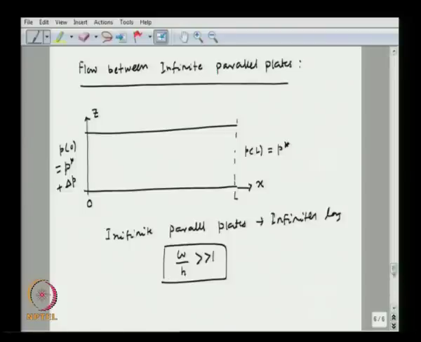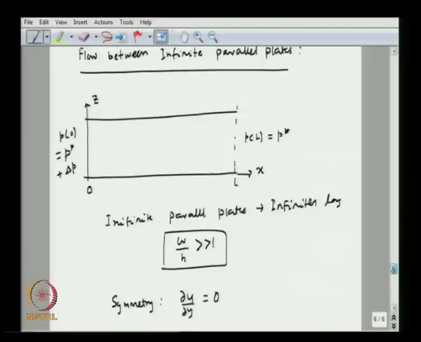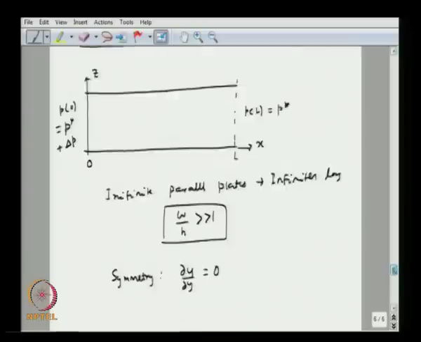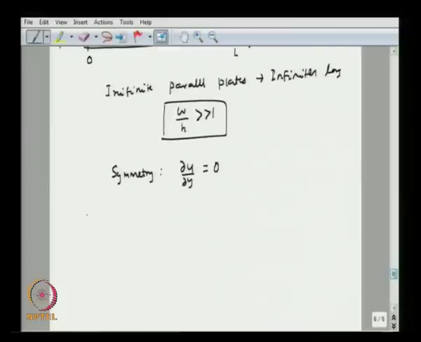Okay. So, under that assumption, since the width is greater than H, we can write symmetry condition, that means del u over del y will vanish. Our y is into the width, z is across the height. So, this will be vanishing. So, this is h, the plate height. So, in that case we can write down the Navier-Stokes equation.